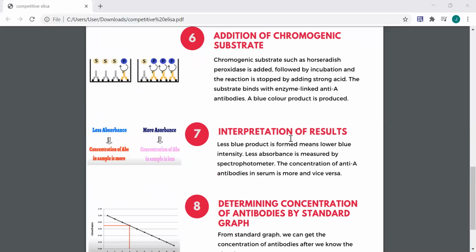And then we can interpret the result. If less blue product is formed, there will be lower blue intensity. And then when we measure with a spectrophotometer, less absorbance is measured. So it means the concentration of anti-A antibodies in serum is high, and vice versa. Vice versa means everything is reversed if more blue product is formed.